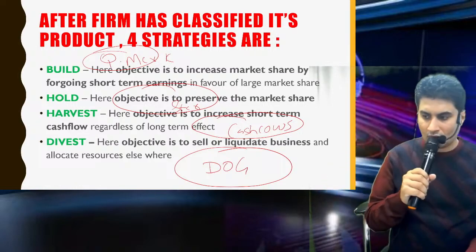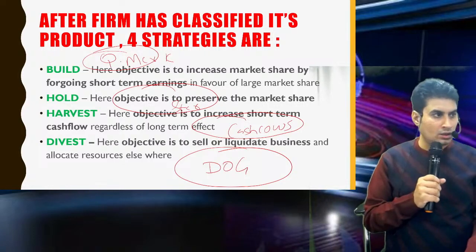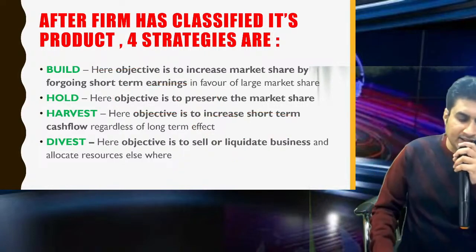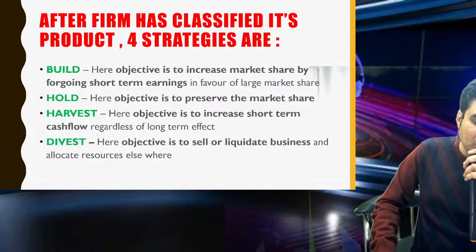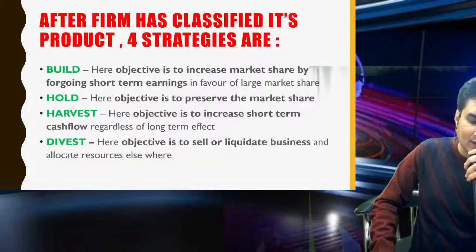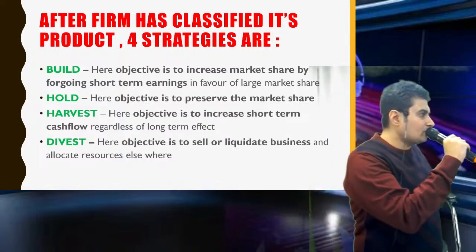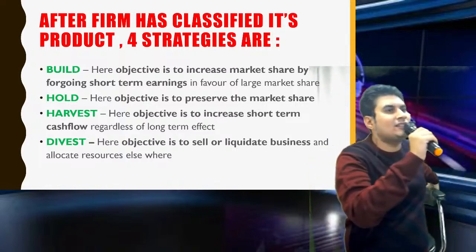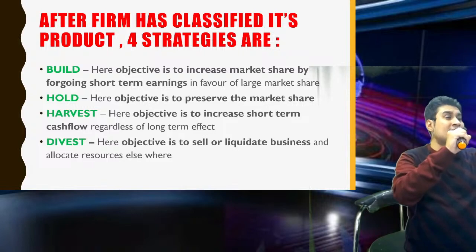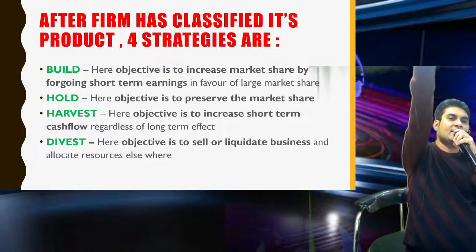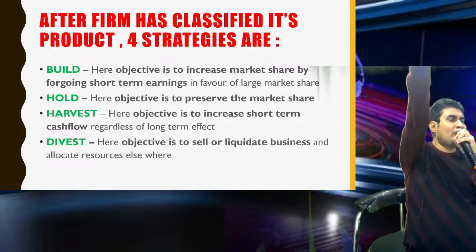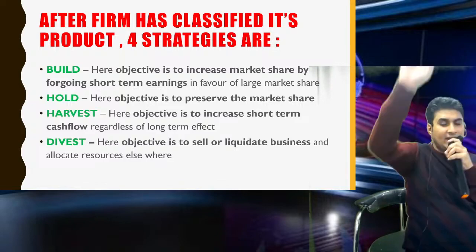Okay, moving on. This is over. Now we move on to a new topic. Till now two topics are over. Number one, the product market growth matrix tells you what? Whenever you want to do business growth, it is possible in four ways: market penetration, market development, product development, diversification.